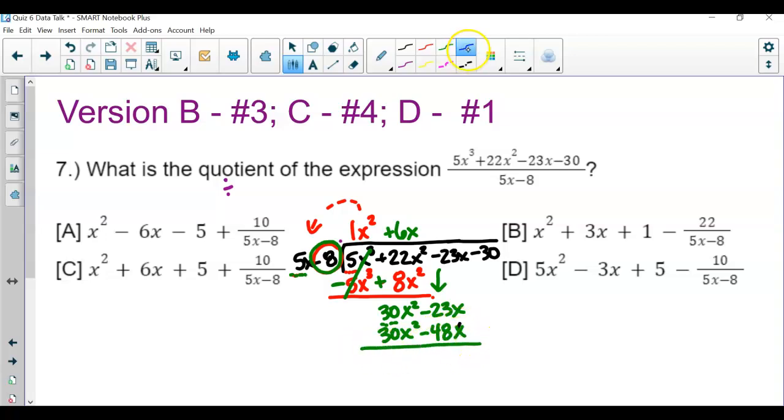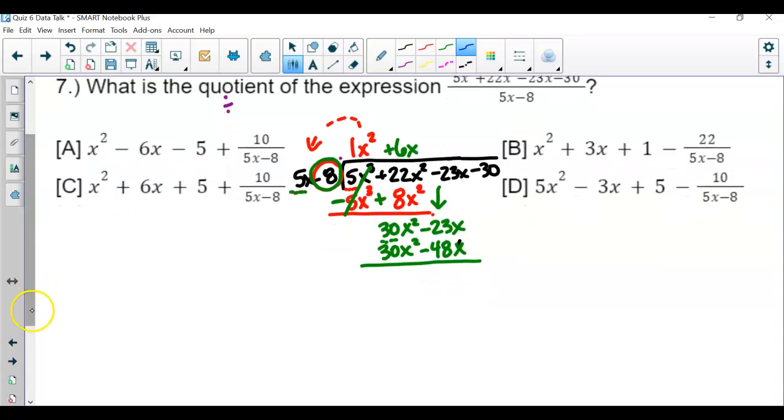And again, don't forget here, before you combine, change the sign. So that's a negative, but now a positive. So this is 0. When you combine, you do get 25x. Bring down negative 30. Then again, divide the first into the first term, which is now 25.